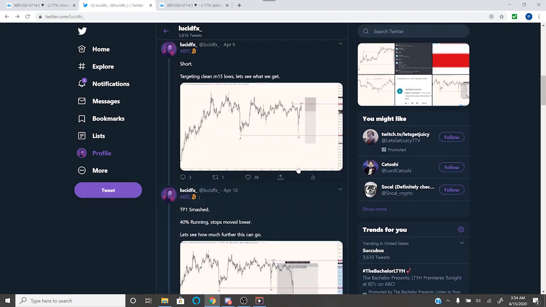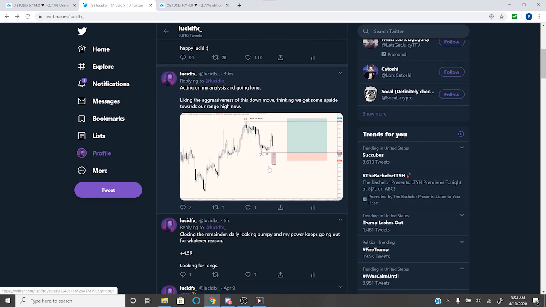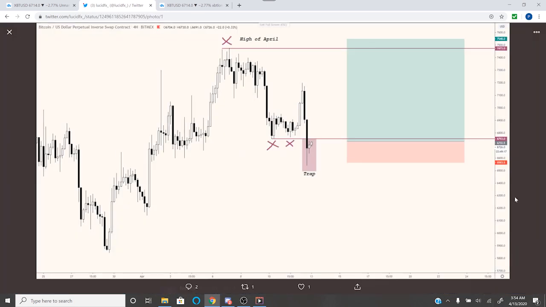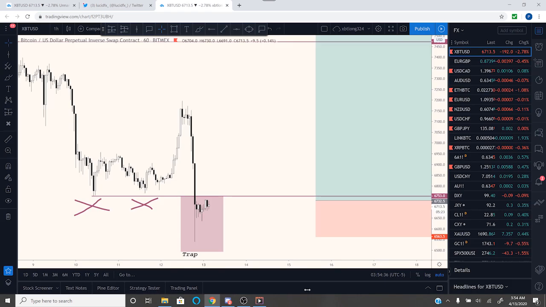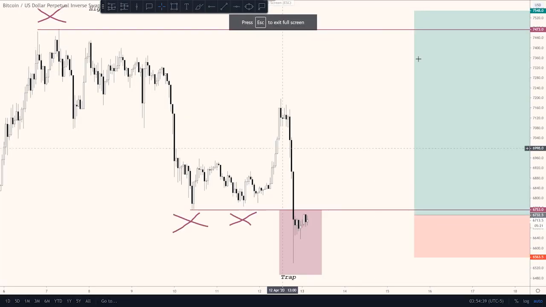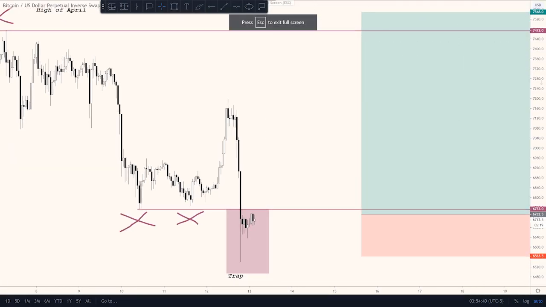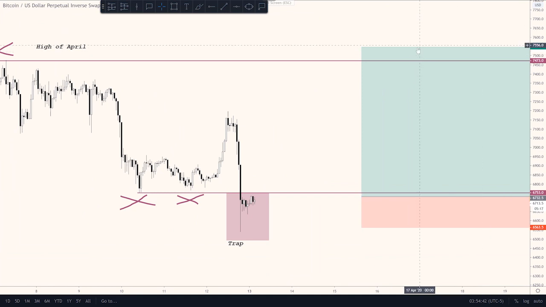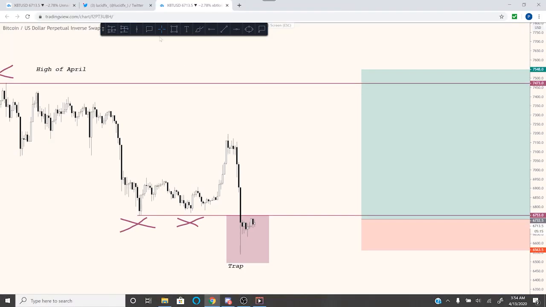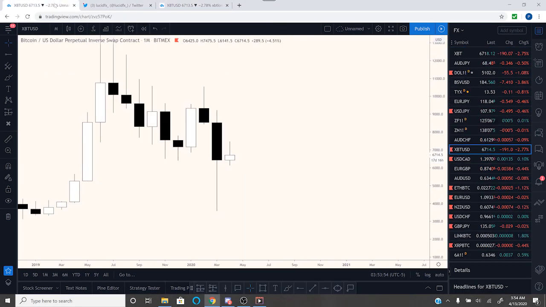But now we are looking at a potential long reversal. And here's my analysis on the 4 hour. We're going to go a little more in depth in this video. So my stop's at about 65, 63. It's about 2.5%. I'm going to be targeting 75.48.